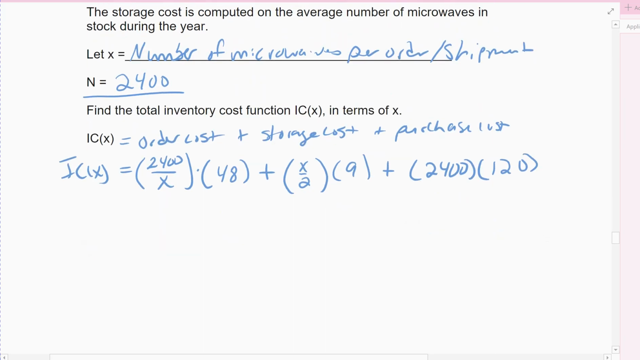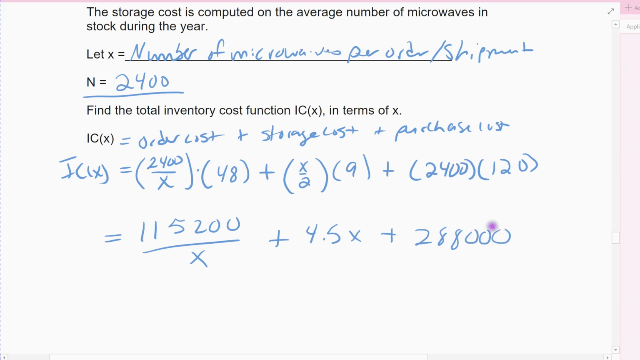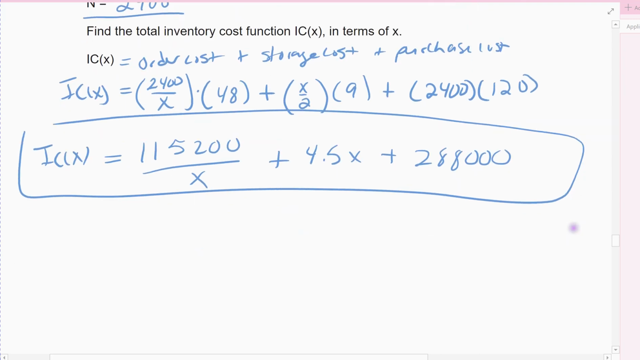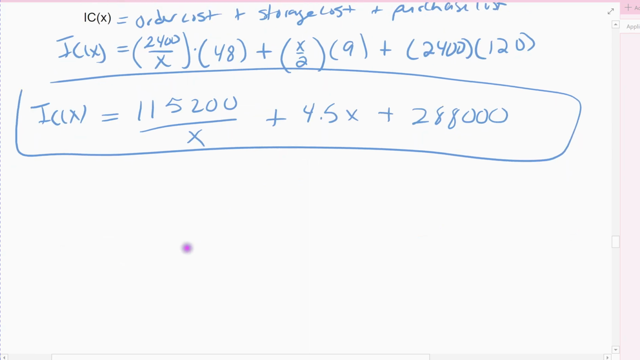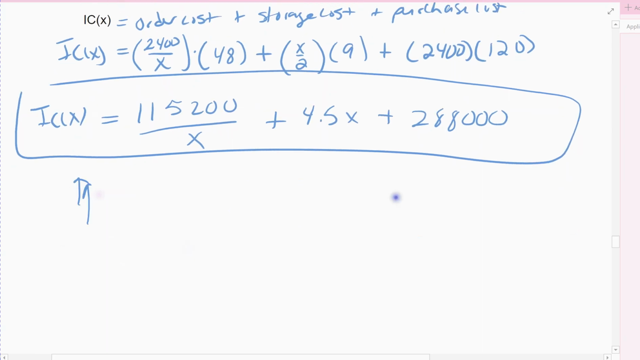That's how I set up my cost equation. To simplify this, let's multiply some stuff out. 48 times 2,400 multiplies out to a really big number, and it's always going to be a really big number divided by X. This should be a small number times X. In this case, it's 9 divided by 2, so you get 4.5. And then the purchasing cost is often a very large number, and it is 288,000. So there's my inventory cost. That's what we want to optimize. We want to minimize this inventory cost.